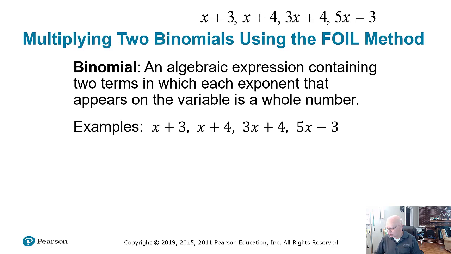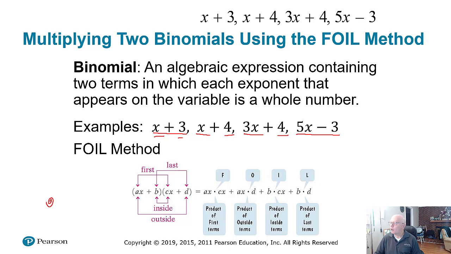So here's some examples. x plus 3. Notice they're separated by a plus or a minus. Two terms, the x and the 3. That's what makes it a binomial. Next, x plus 4, 3x plus 4, 5x minus 3. You get the idea? FOIL method. First, outside, inside, last. Now you don't have to do them that way, but it's an easy way to remember it. Aluminum foil.